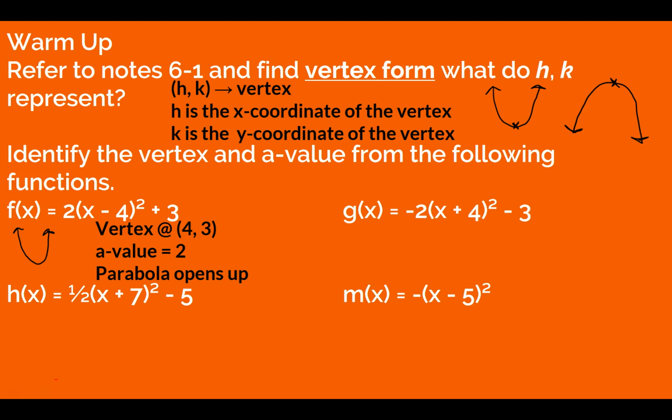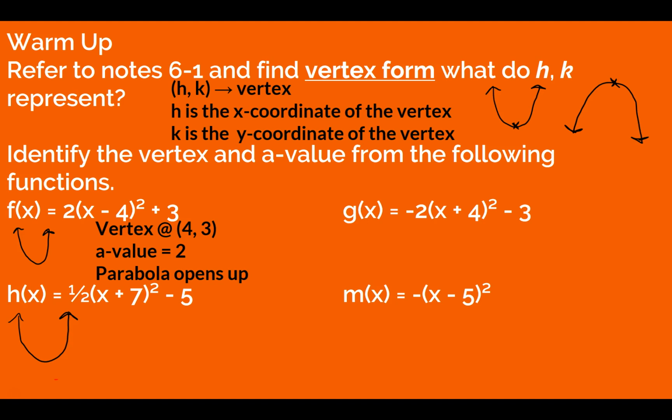Let's move down to h. So I have 1/2 times (x plus 7) squared minus 5. All right, what is our a value? 1/2. So is that positive or negative? Positive. So which way is it going to open? This one's going to open up also. Look like this. So even though 1/2 is a fraction, it's still a positive number, right? It's going to open up.